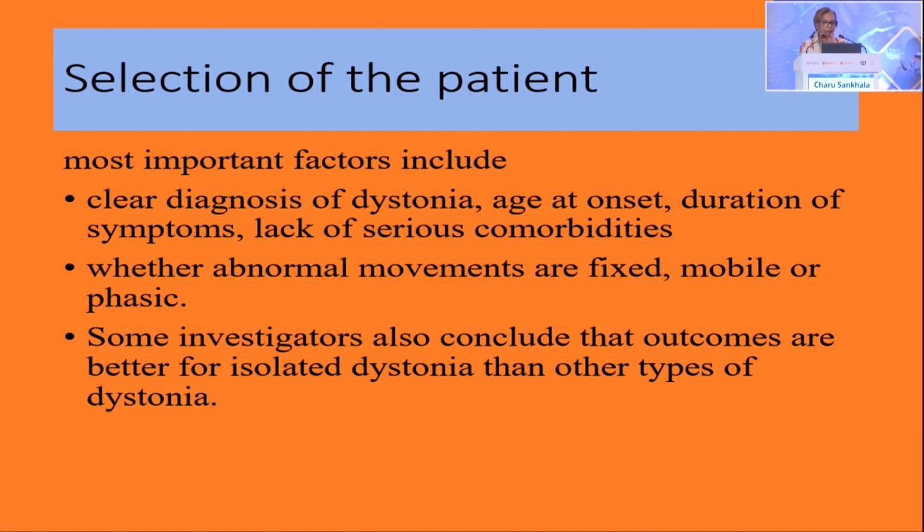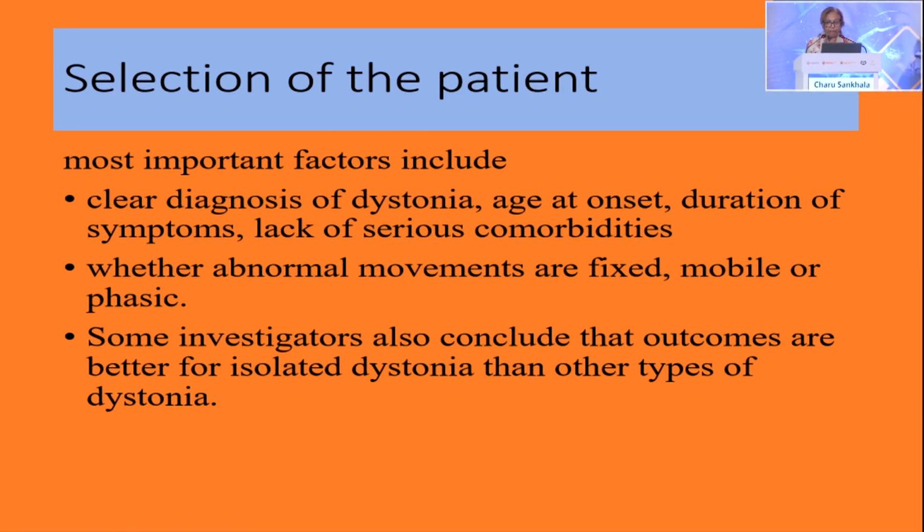So how do we select the patient? Most important factor in dystonia is clear diagnosis of the dystonia should be established, like Kailash had yesterday shown what is dystonia. Age of onset is very important, duration of symptoms is very important, and lack of serious comorbidities.